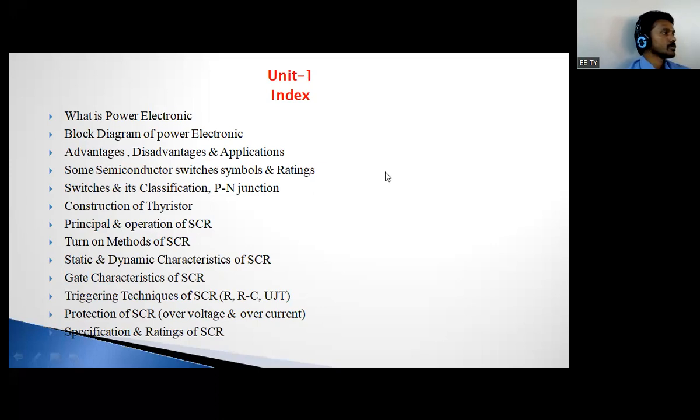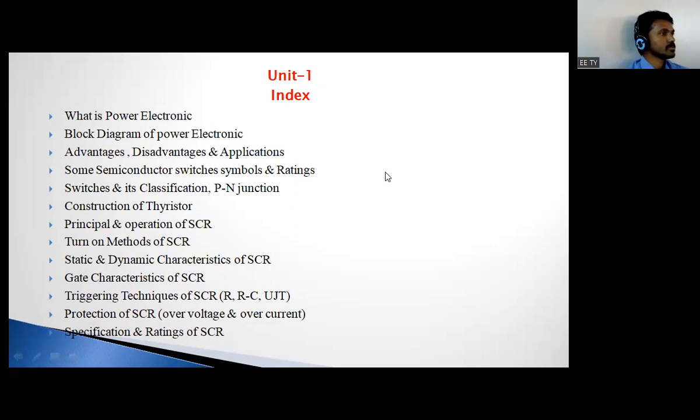I think you have studied diodes, MOSFET, IGBT and so on in diploma, but you have not studied the SCR. Is it right? Have you studied anything about SCR in diploma? Not in first year. Okay. So here SCR is the heart of power electronics.